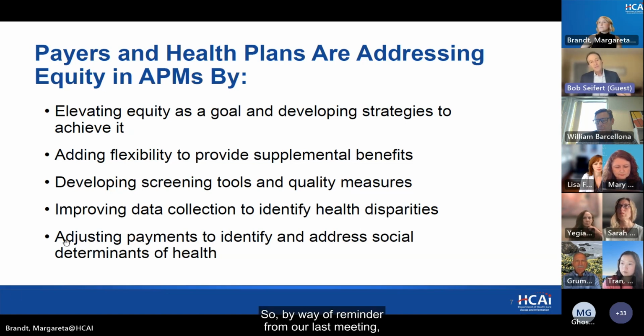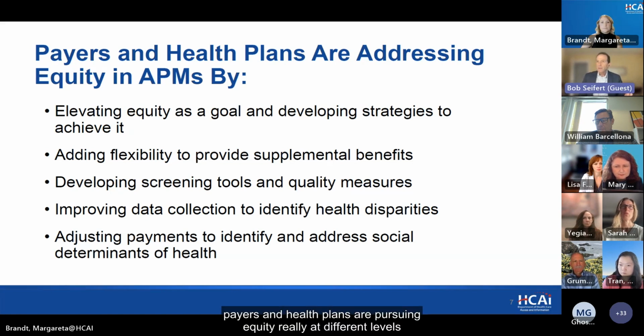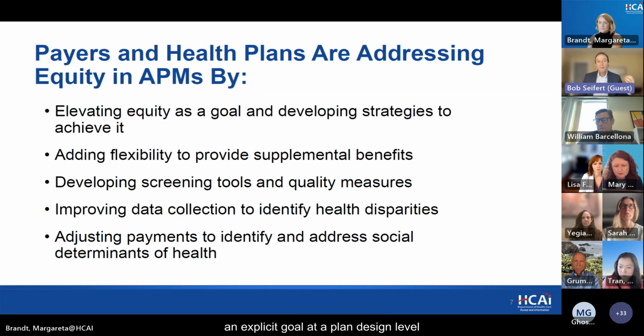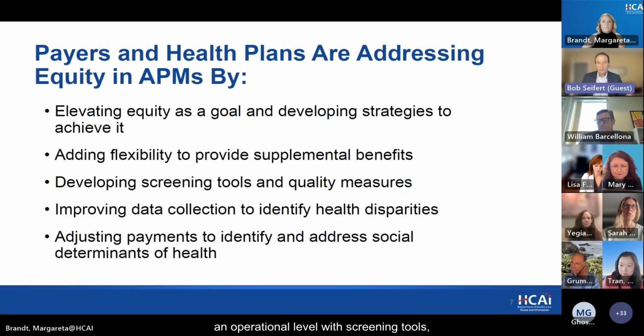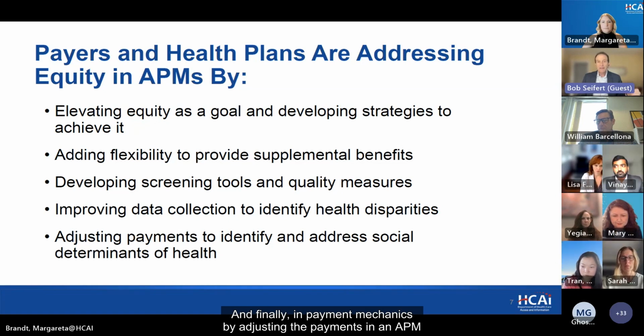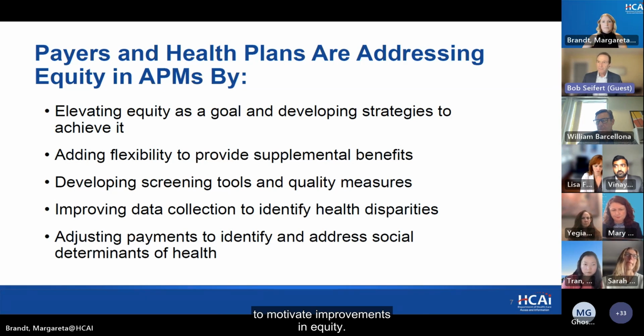So, by way of reminder from our last meeting, payers and health plans are pursuing equity really at different levels. At a strategic and planning level, by elevating equity as an explicit goal. At a plan design level, by allowing flexibility to provide supplemental benefits. At an operational level, with screening tools, improved data collection, and quality measurements. And finally, in payment mechanics, by adjusting the payments in an APM to motivate improvements in equity. Next slide, please.